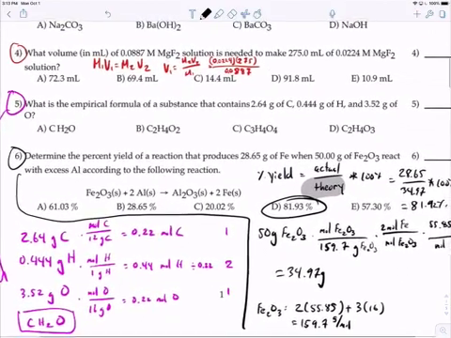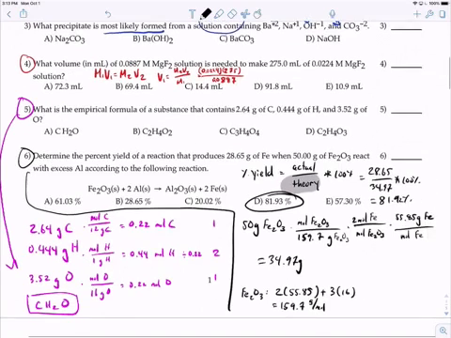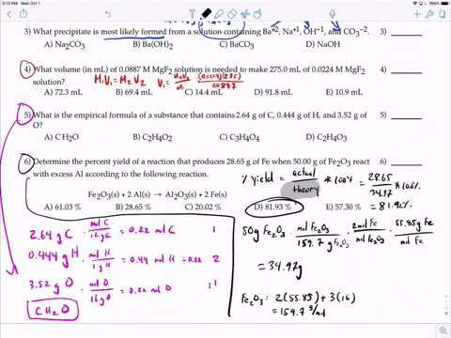So questions on this one, you have to figure out the theoretical yield. You're given the fact that iron oxide is the limiting reagent. So you get the theoretical yield of iron, and then to take the actual divided by the theoretical times 100% gives you the percent yield. Questions with this one?